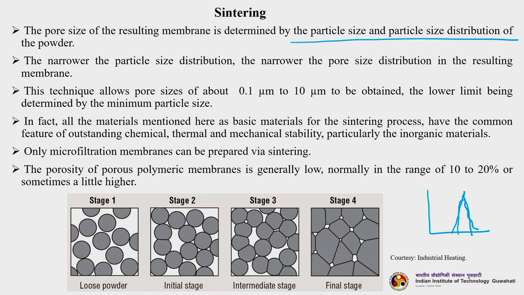And all the materials mentioned here are basic materials for the sintering process, and have the common feature of outstanding chemical, thermal and mechanical stability, particularly the inorganic materials. Since we are talking about a very high elevated temperature process, the materials to be used for this process should have very good thermal and mechanical stability. So, only one problem is this, we can only make microfiltration membranes out of this. It is very difficult to make ultrafiltration or nanofiltration range. So, it is not possible basically.